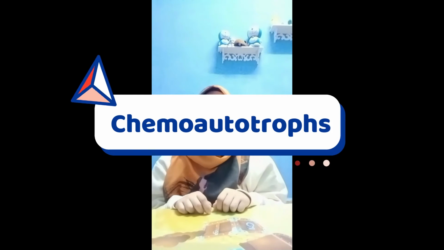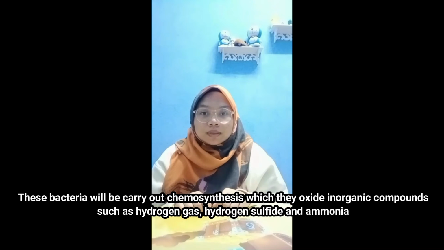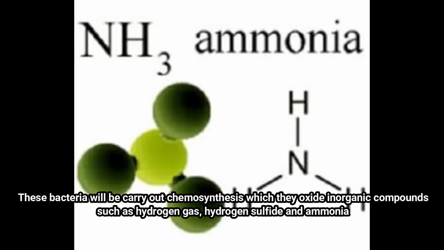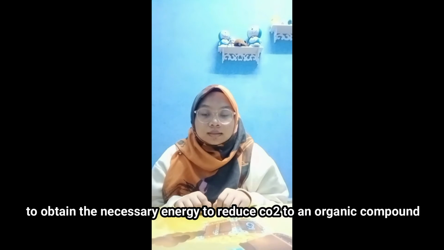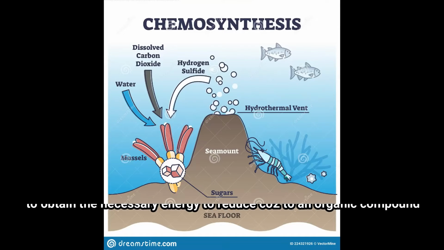Second, we have chemoautotroph bacteria, where chemo means pertaining to chemical, auto means self, and troph means food. These bacteria are chemosynthetic, which means they oxidize inorganic compounds such as hydrogen gas, hydrogen sulfide, and ammonia to obtain necessary energy to reduce carbon dioxide to organic compounds.